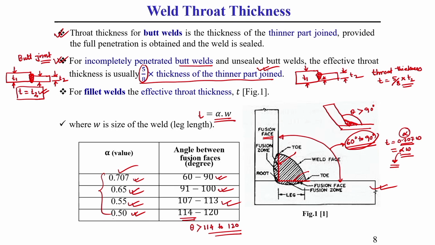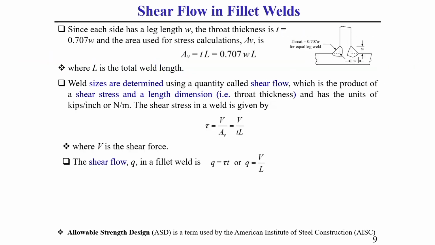So, for different angles between fusion faces, what the fraction of leg length should be for the throat thickness, I have already discussed using this table, as well as for butt weld I have already discussed the throat thickness concept, that is called effective throat thickness. Now, we will discuss the concept of shear flow.